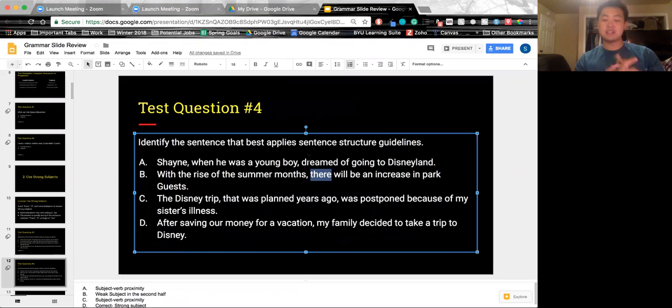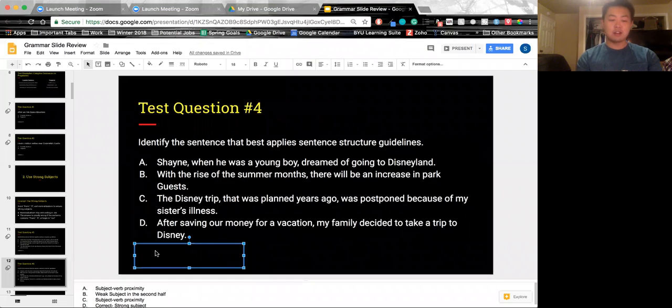So D is our best shot, but let's see if we got it. After saving our money for a vacation, my family decided to take a trip to Disney. Okay, so the introductory phrase, after saving our money for a vacation, correct? My family. Strong subject, okay. My family decided to take a trip to Disney. So I would say, even though the rest are technically grammatically correct, D is the one that best supplies sentence structure guidelines. So let's see if we're right. Yep, and the answer is D.